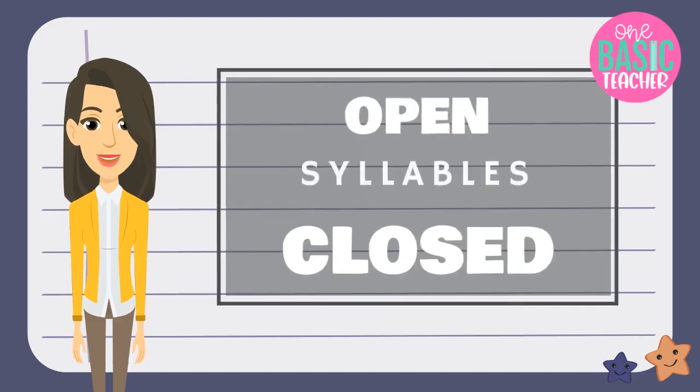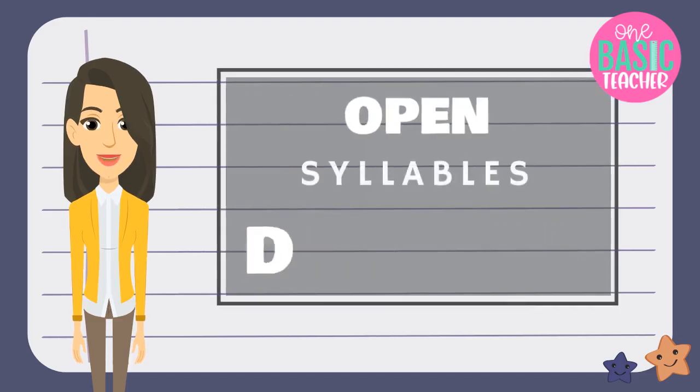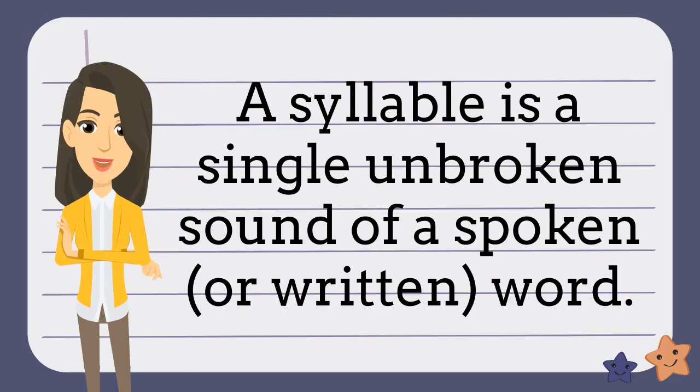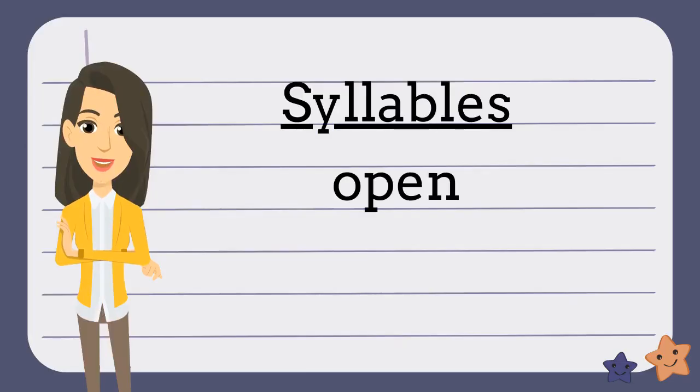In this episode, we're going to talk about open and closed syllables. Did you know that a syllable is a single sound of a spoken or written unbroken word? There are two types of syllables that we'll focus on today. Those are open and closed syllables.